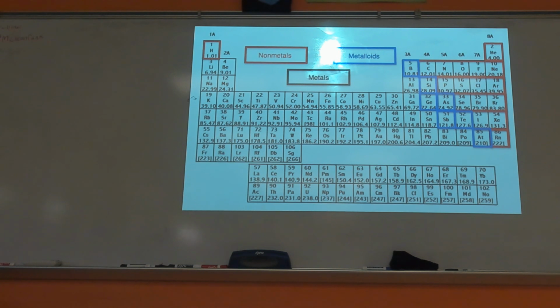So metalloids, they're really unique elements. They're very flexible elements. Sometimes they behave like metals. Other times they behave like nonmetals. And I'll go into a little more detail on those later. But I'll explain different properties in a couple slides here.